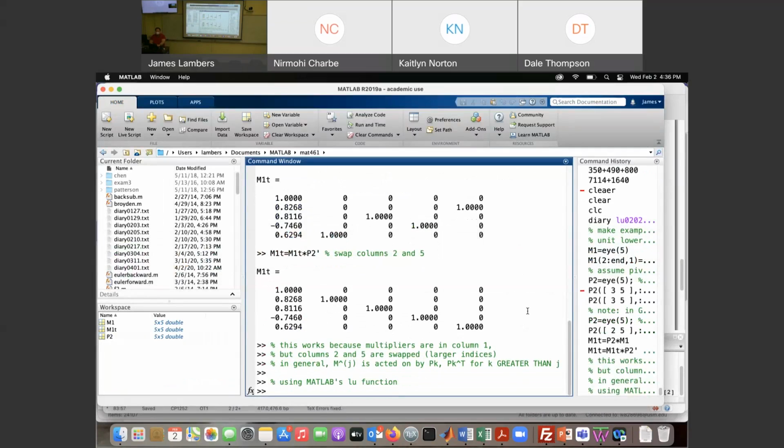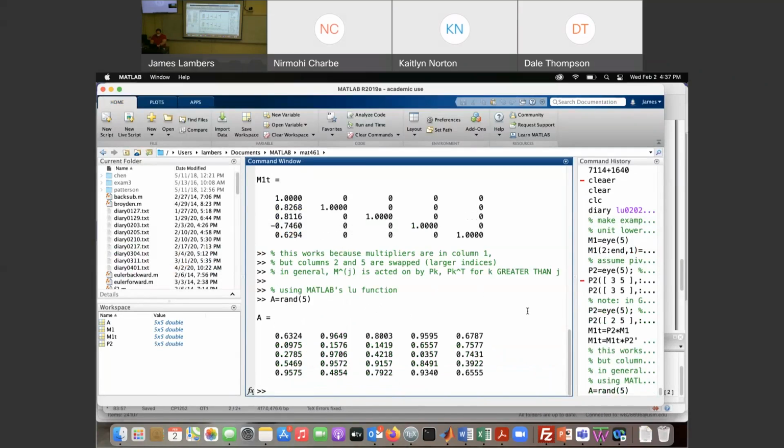Now it has a function for LU decomposition that performs pivoting. So I'll just make a random matrix A, and chances are it's invertible. And here's the usage of that LU function. It has three outputs, L and U for the LU decomposition, and a permutation matrix P. So here it is being wasteful. It's going to return the permutation matrix as a matrix.